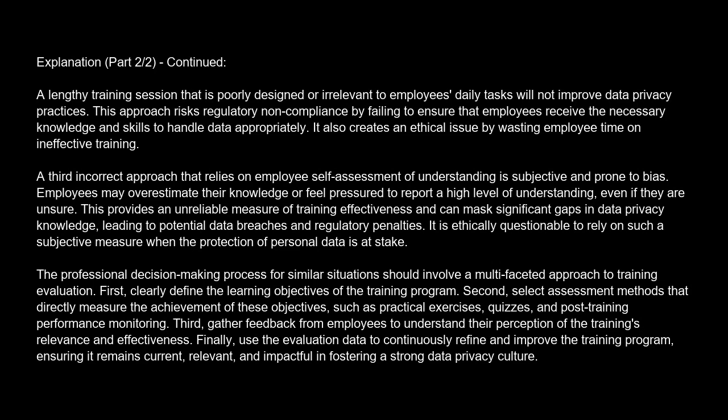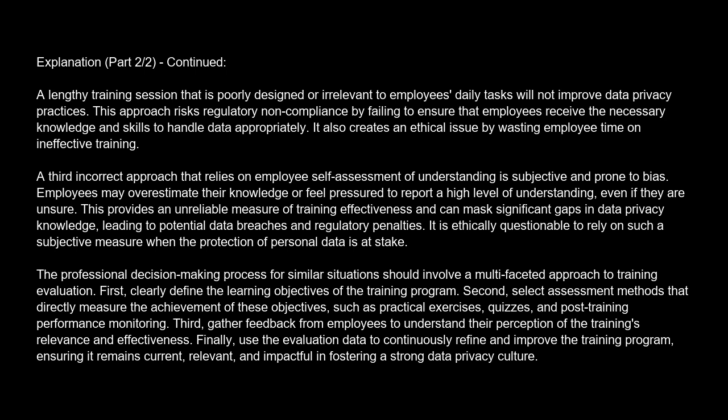A lengthy training session that is poorly designed or irrelevant to employees' daily tasks will not improve data privacy practices. This approach risks regulatory noncompliance by failing to ensure that employees receive the necessary knowledge and skills to handle data appropriately. It also creates an ethical issue by wasting employee time on ineffective training.